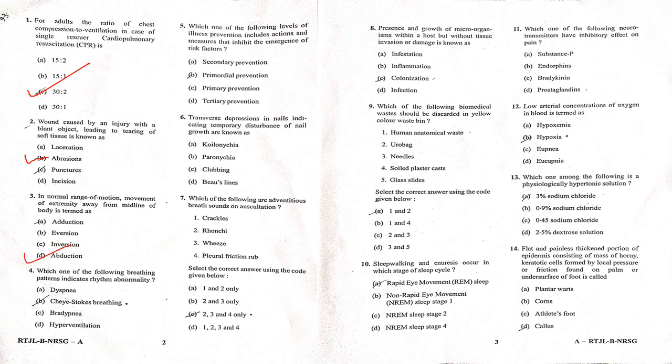Option D. 4 number, which one of the following breathing pattern indicate rhythm abnormality? Chain stroke breathing. Option B. 5 number, which one of the following level of illness prevention includes action and measure that inhibit the emergence of risk factor? Option B, primordial prevention.